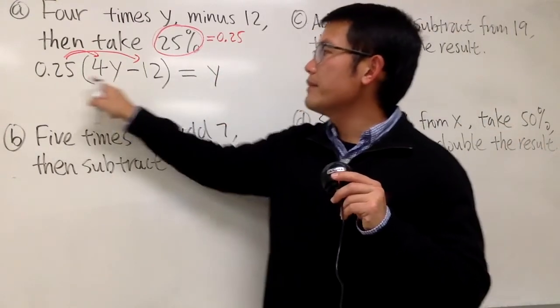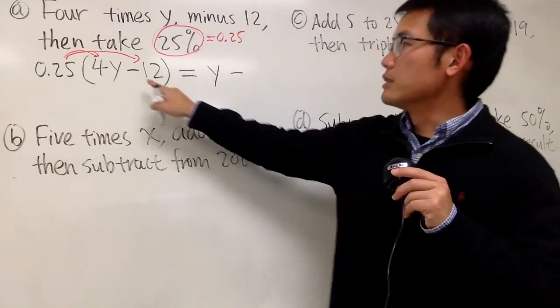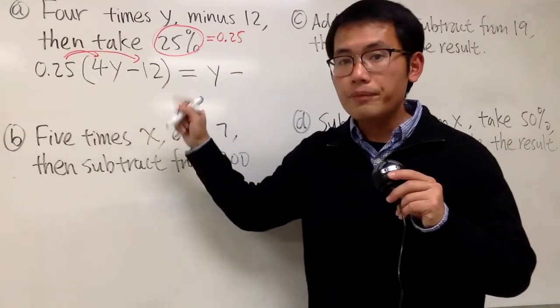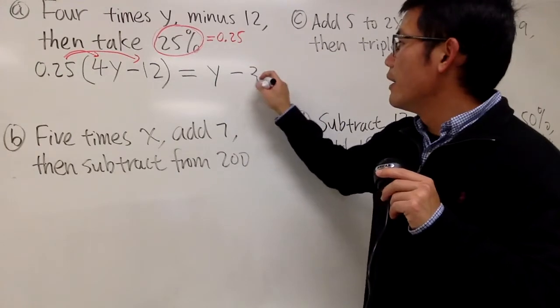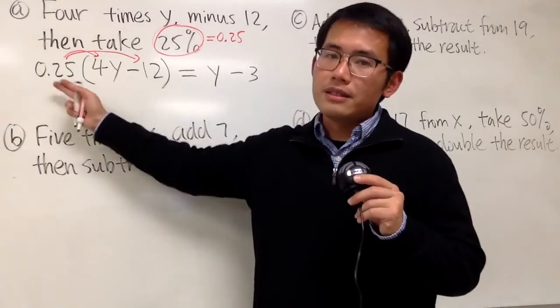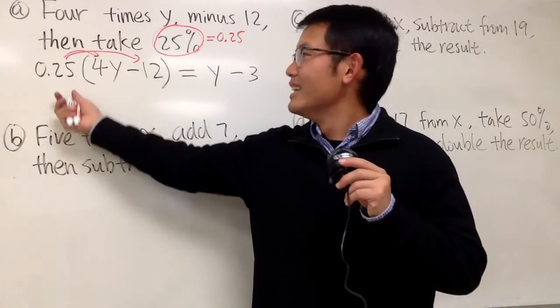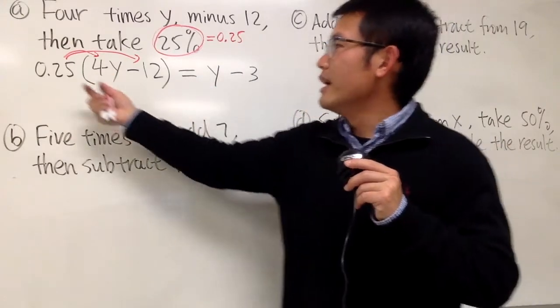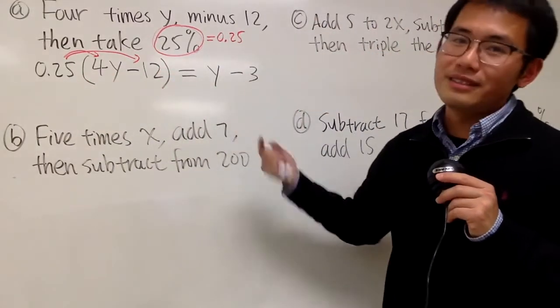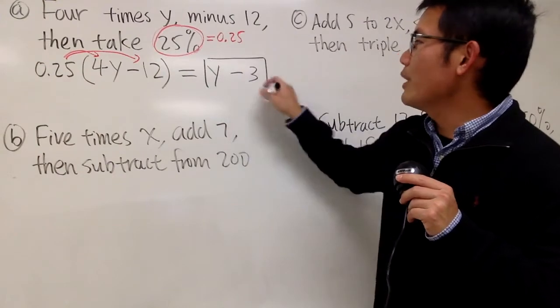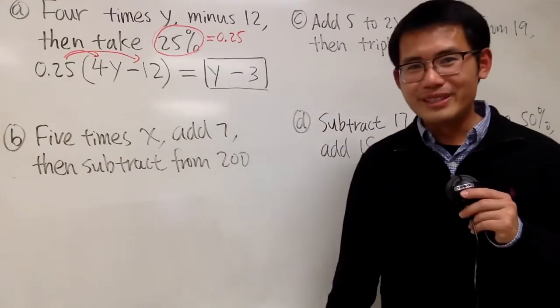And 0.25 times minus, this is minus, and then this times 12, you end up with 3. Right? So again, in fact, this is the same as 1 over 4, a quarter. A quarter times 4 is just 1, and a quarter of 12 is 3, and then it's a minus. So this right here will be the final answer, y minus 3.